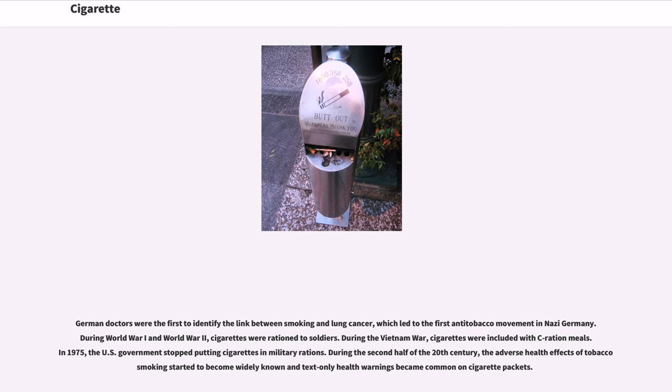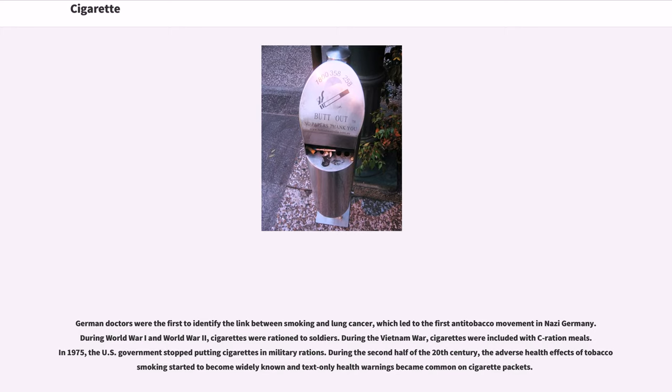German doctors were the first to identify the link between smoking and lung cancer, which led to the first anti-tobacco movement in Nazi Germany. During World War I and World War II, cigarettes were rationed to soldiers. During the Vietnam War, cigarettes were included with C-ration meals. In 1975, the U.S. government stopped putting cigarettes in military rations.